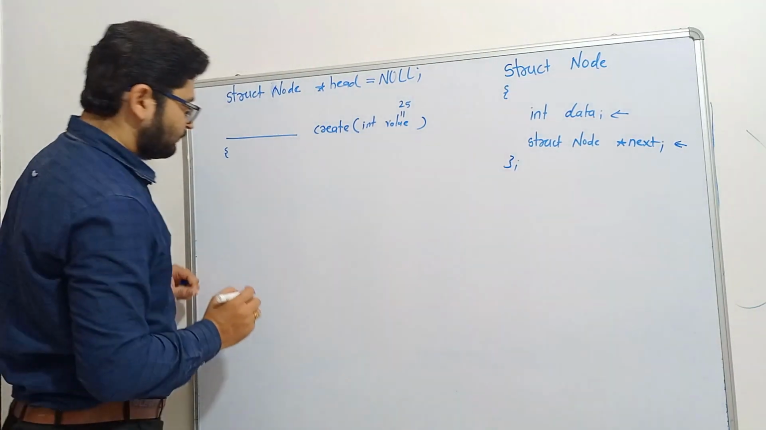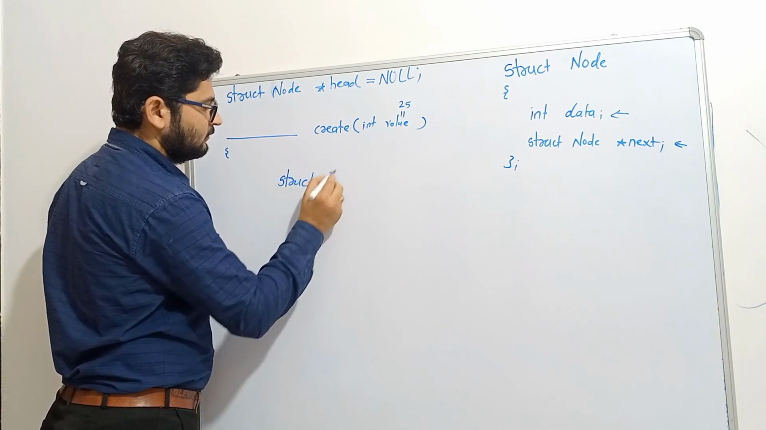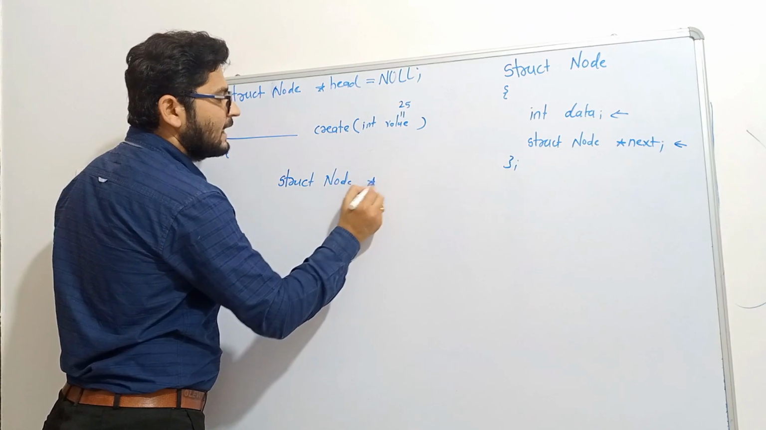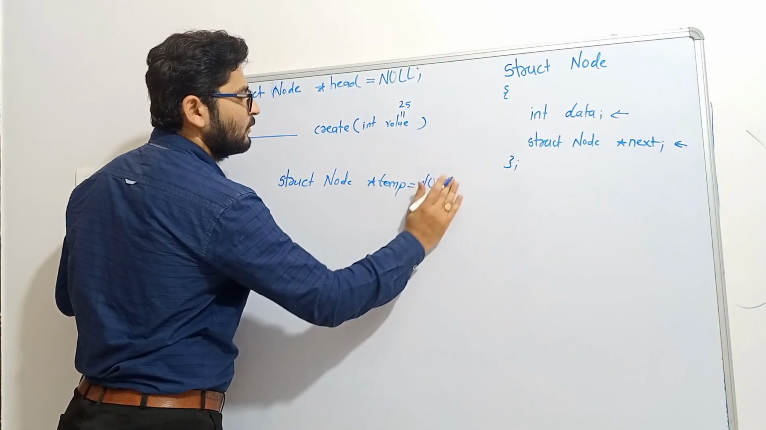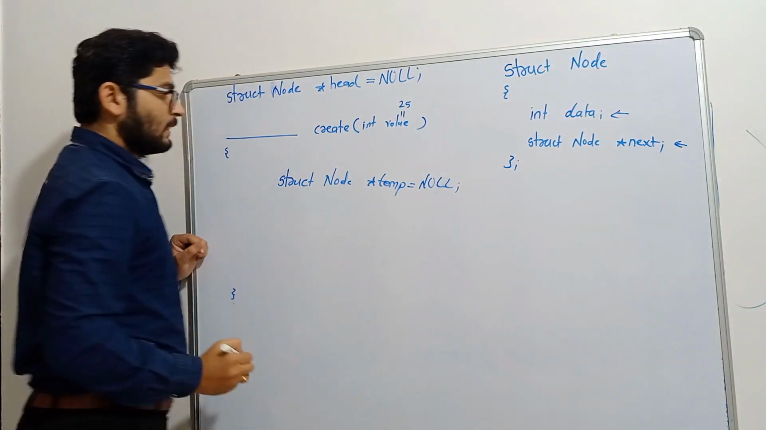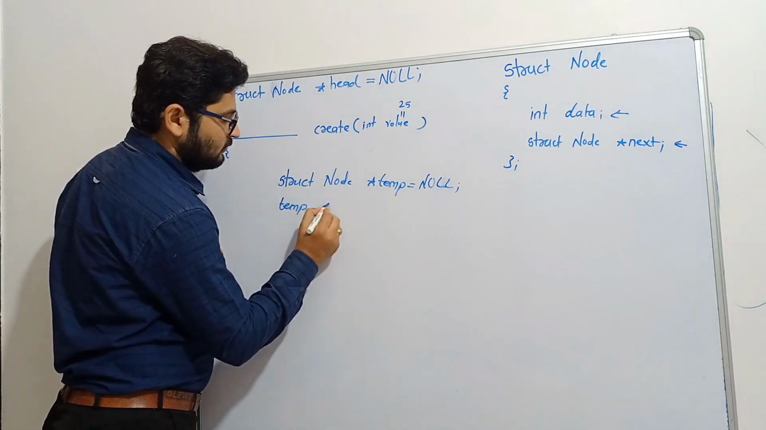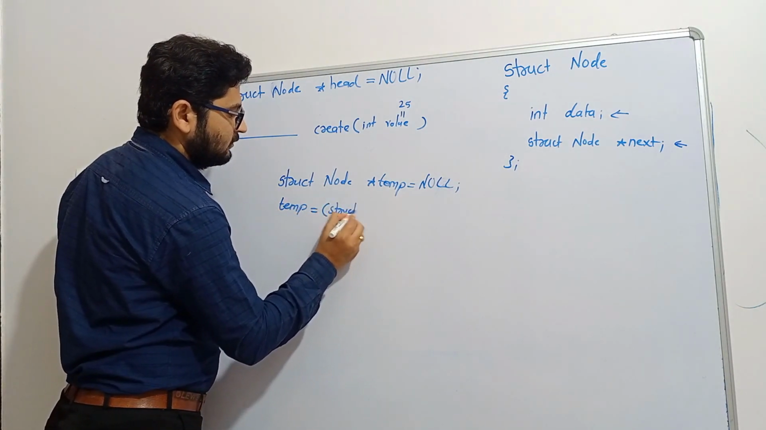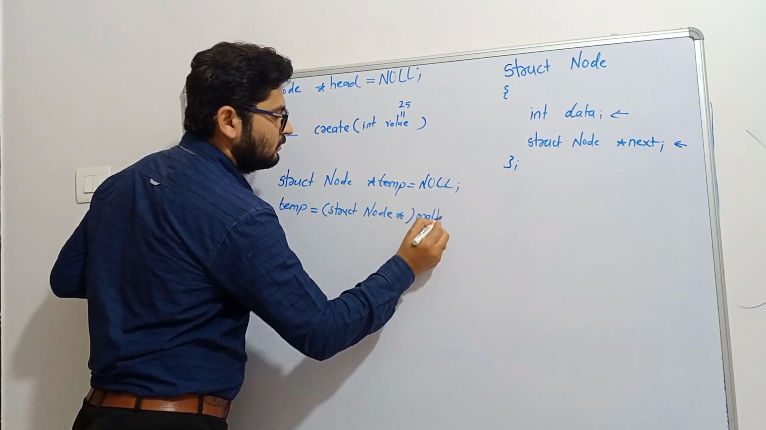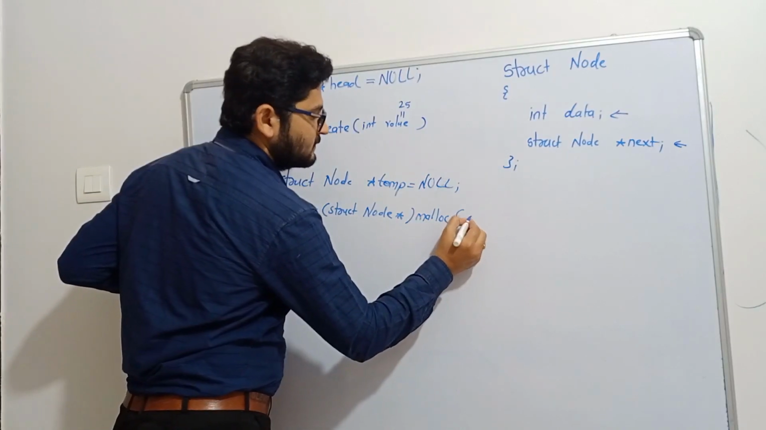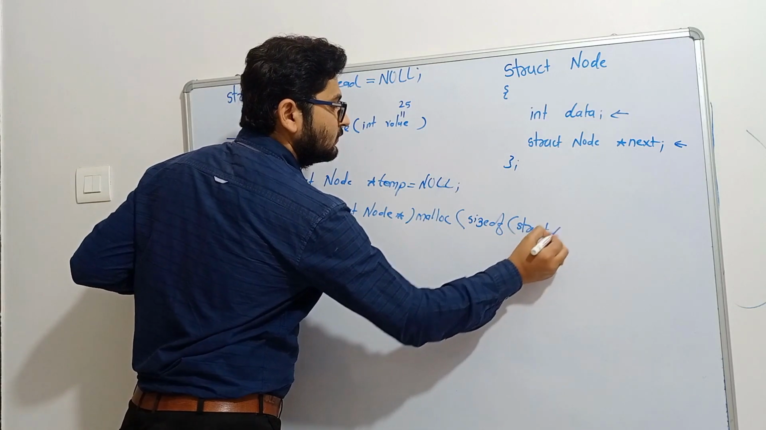Okay. Now, first of all, I will create the temporary pointer, struct node star temp. And initially it is also going to point to null. That means currently it is not pointing to anything. Okay. Now I have to write temp is equal to struct node star malloc size of struct node.